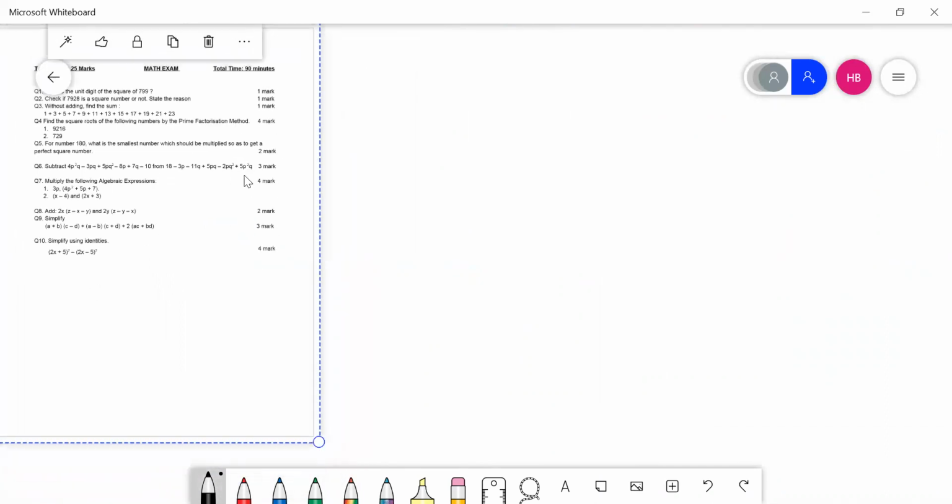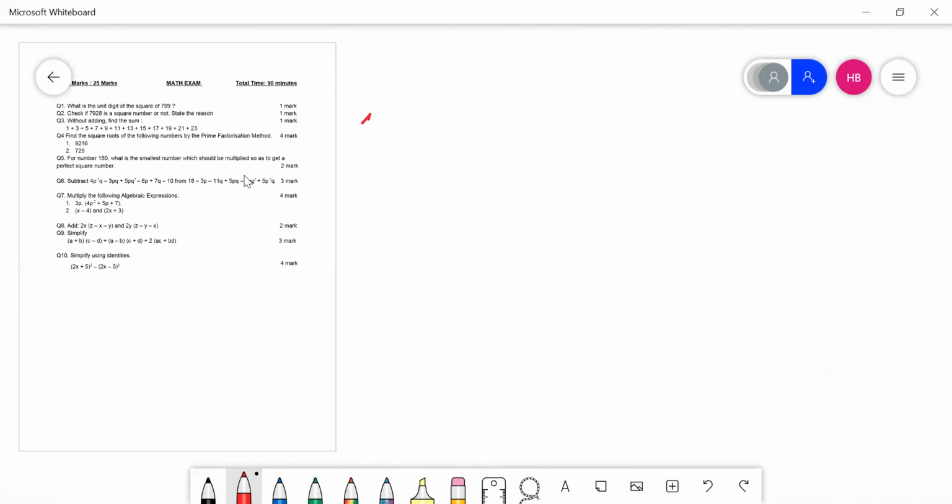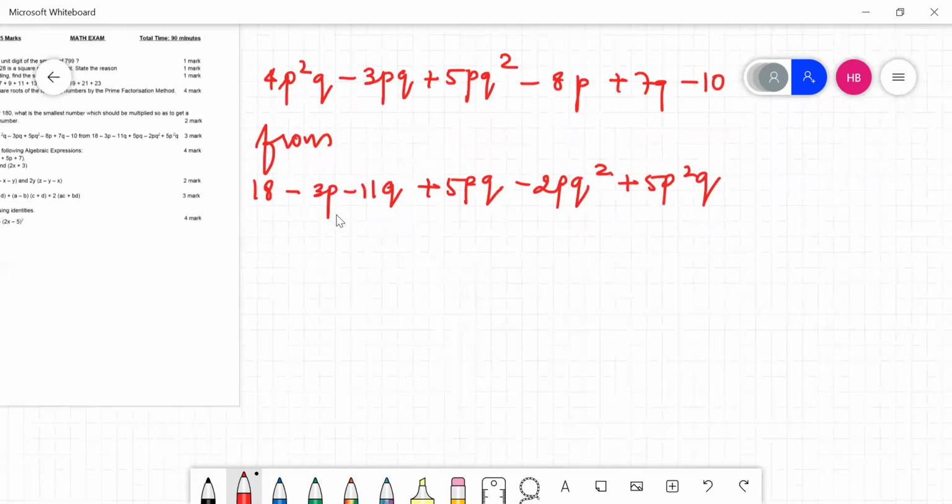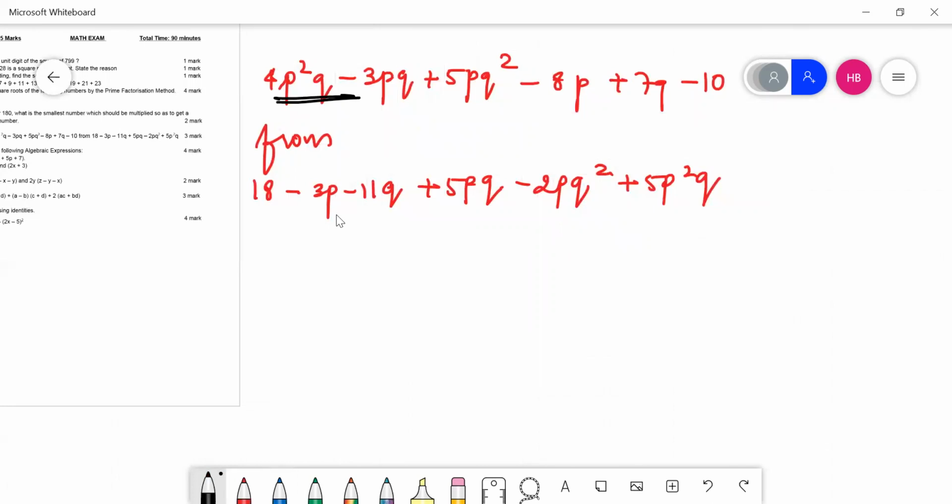Now let's do question number 6. There they are asking to subtract 4p square q minus 3pq plus 5pq square minus 8p plus 7q minus 10. I have to subtract this algebraic expression from this algebraic expression: 18 minus 3p minus 11q plus 5pq minus 2pq square plus 5p square q. Okay, so this algebraic expression has to be subtracted from this algebraic expression.